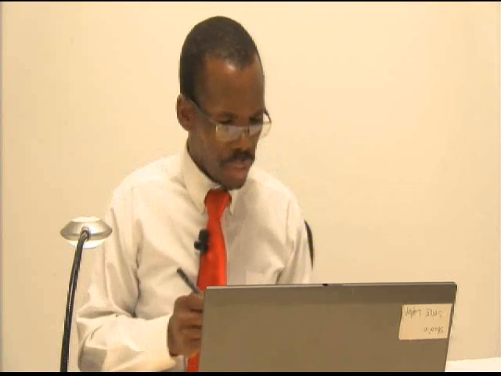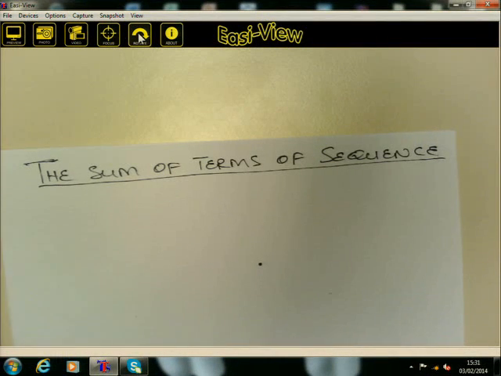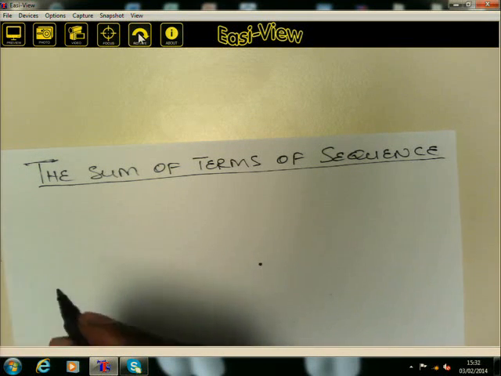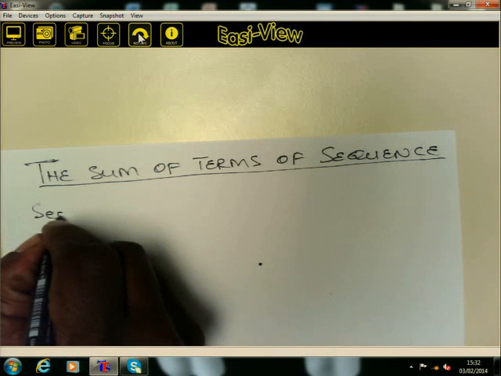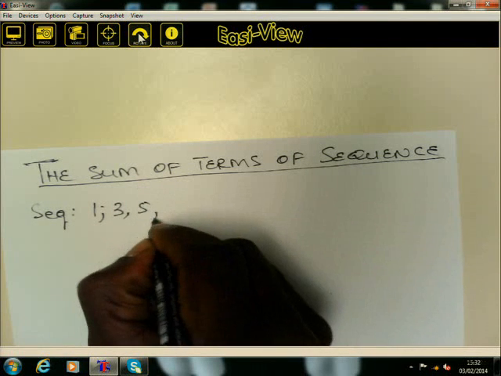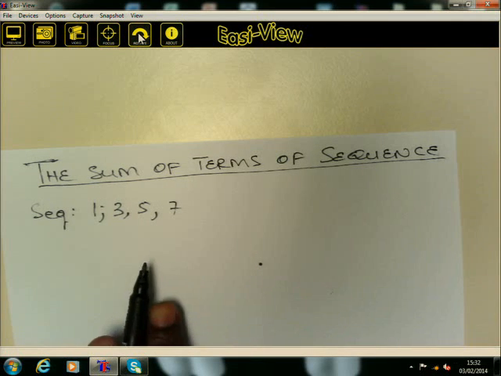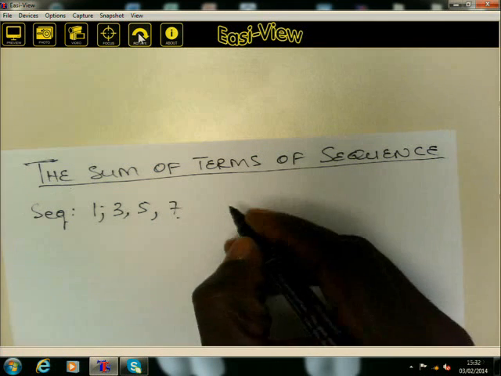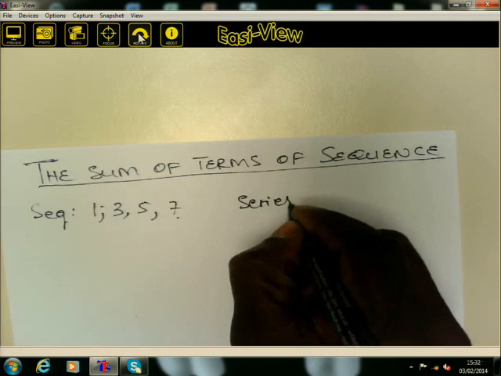The next thing that we are going to look at is the sum of terms of a sequence. The sum of terms of a sequence is also something that is going to appear on the exam, so that we understand what a sigma is. For an example, we have just made a sequence there. Say, for example, 1, 3, 5, 7. This one we call a sequence. But if you sum them up, they become a series.